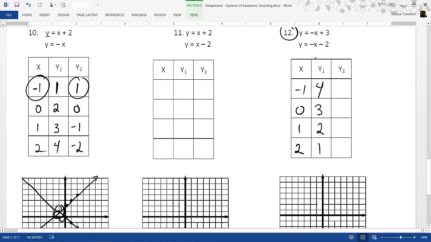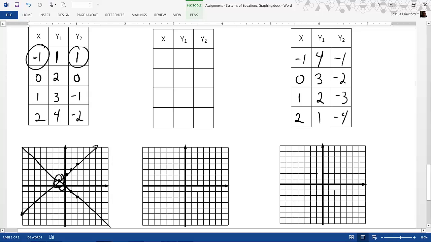Now plug it into your second equation. Negative is positive, so positive 1 minus 2 is negative 1. 0 minus 2 is negative 2. Put in 1, that becomes negative 1 minus 2 is negative 3. Put in 2, negative 2 minus 2 is negative 4. So now we're going to graph.